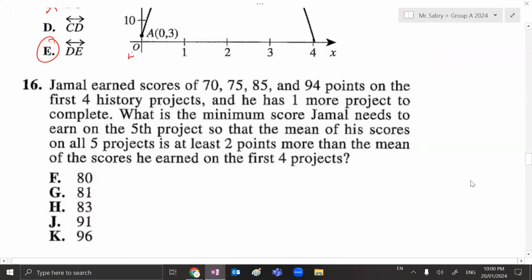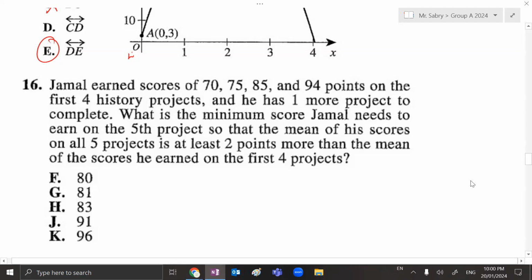Jamal earned scores of 70, 75, 85, and 94 points on the first 4 history projects and has one more project to complete. What is the minimum score Jamal needs to earn on the 5th project so that the mean of his scores on all 5 projects is at least 2 points more than the mean of the score he earned on the first 4 projects?